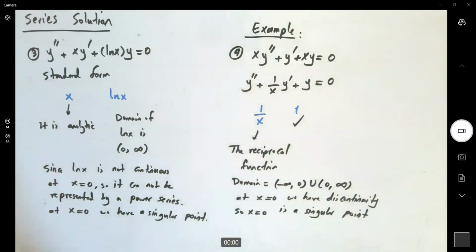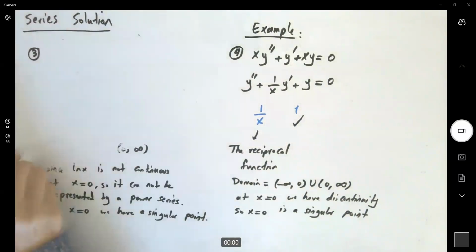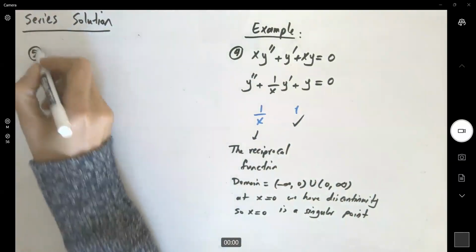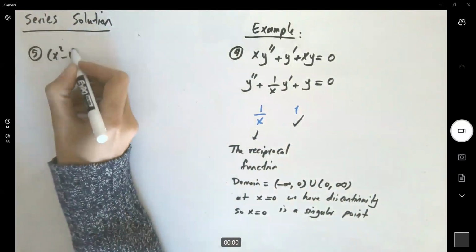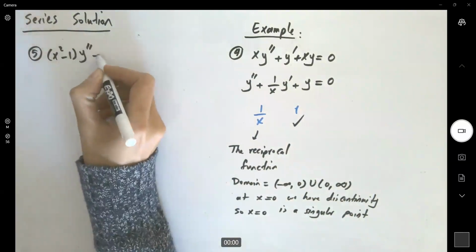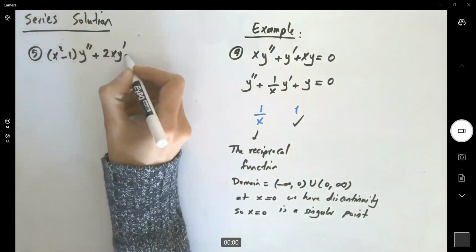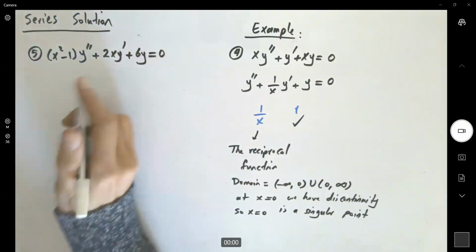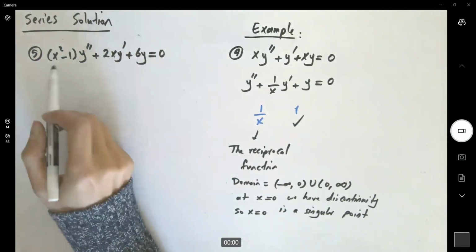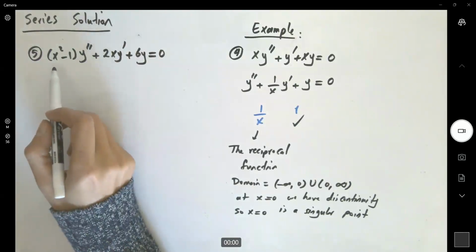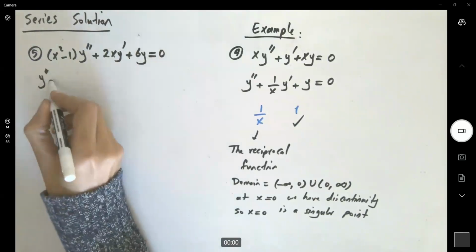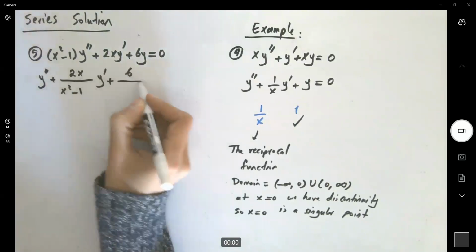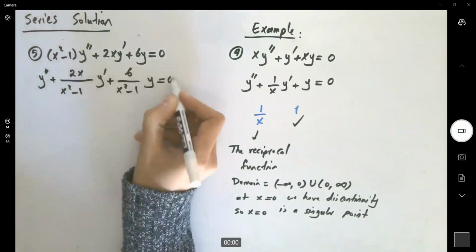Another example. Example number 5. We have the following: x squared minus 1, the second derivative of y, plus 2xy prime plus 6y equal to 0. Since it's not written in standard form, we have to divide up everything by x squared minus 1. So we get the second derivative of y plus 2x over x squared minus 1, y prime plus 6 over x squared minus 1, y equal to 0.